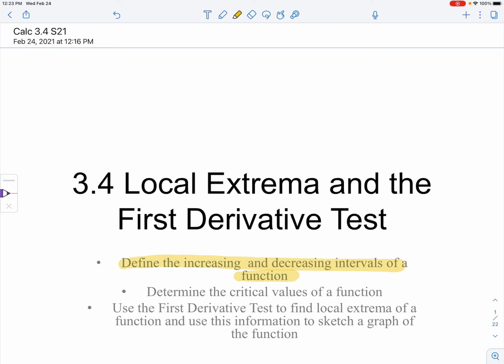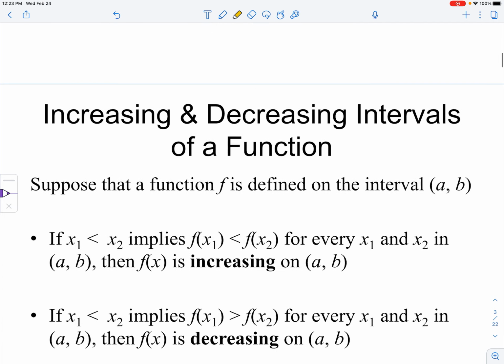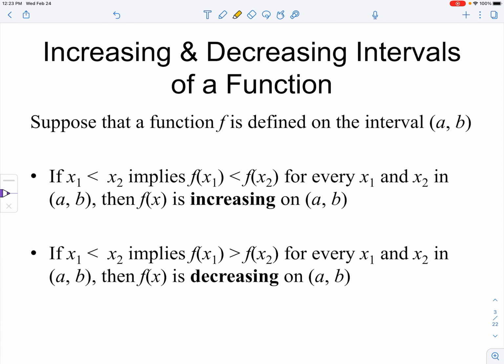But that's going to lead us then into another application of derivatives, and we're going to be studying something called applied optimization. But for this lesson, so 3.4 part 1, I just want to recall our pre-calc definition of increasing and decreasing. So in pre-calculus, you determined the intervals where a function was increasing or decreasing by examining the graph of a function and referring to the definition of increasing and decreasing intervals of a function.